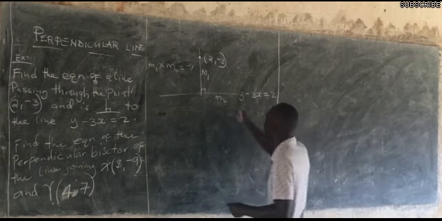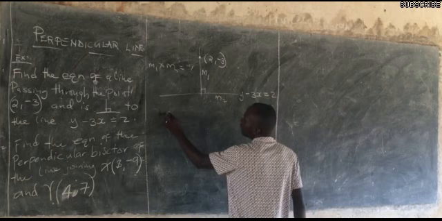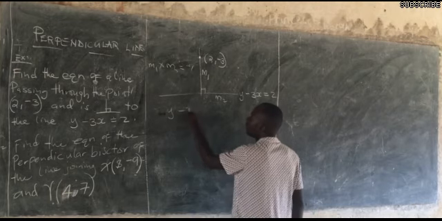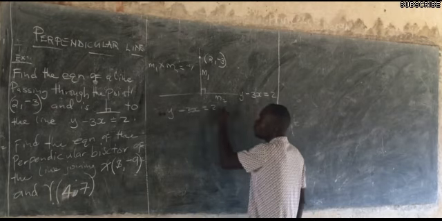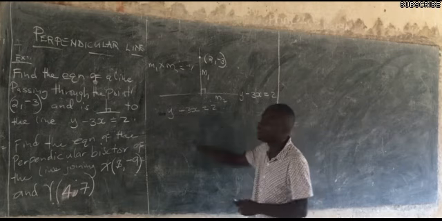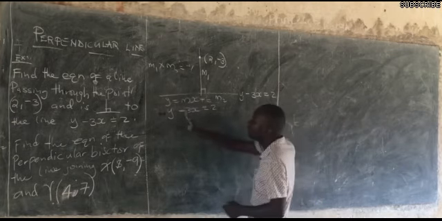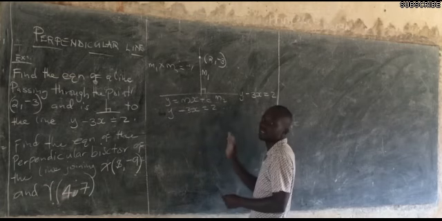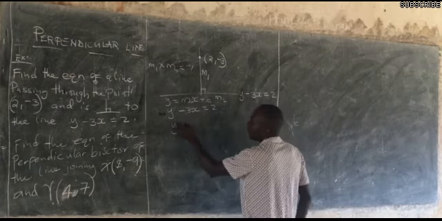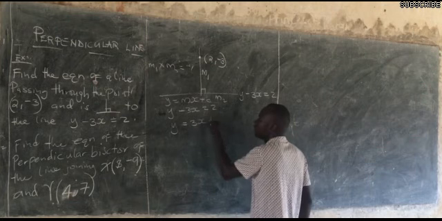When we look at this, we can get M2 from here, knowing that y minus 3x is equal to 2. Looking at the general form of an equation, it is y equals mx plus c, which means this value of x must come to this side of the equals sign. So y is equal to 3x plus 2.